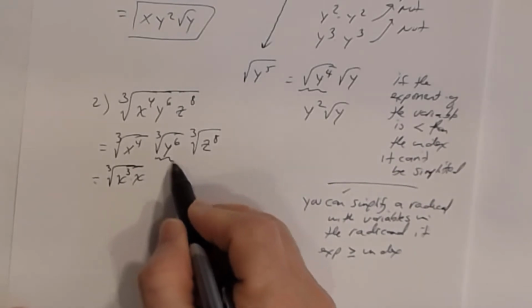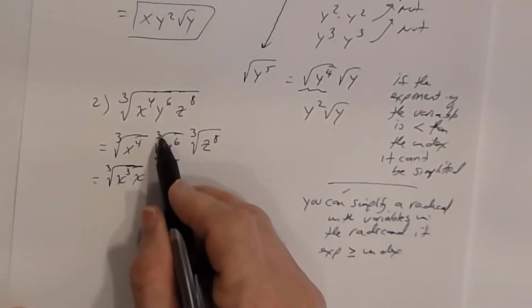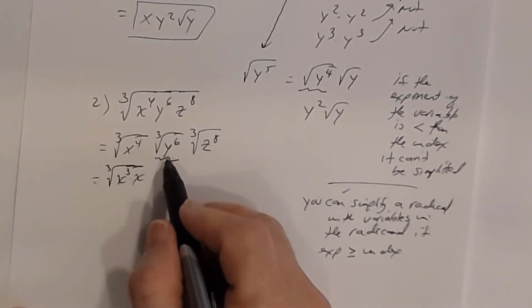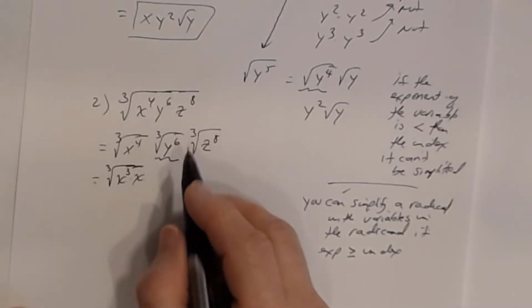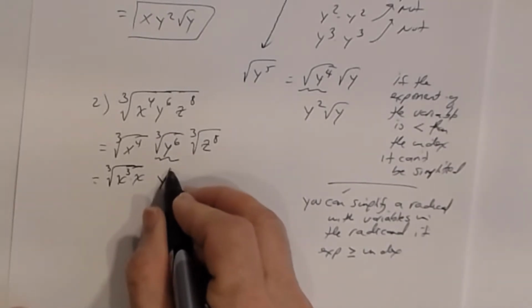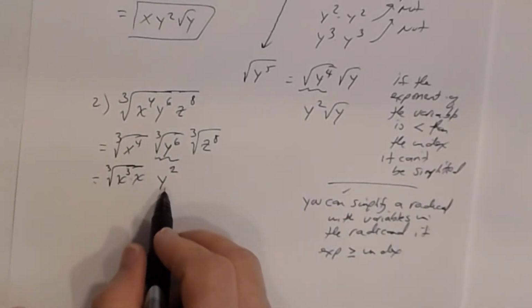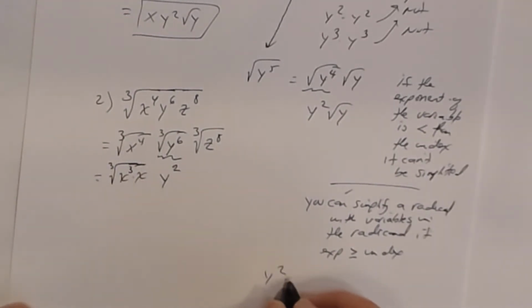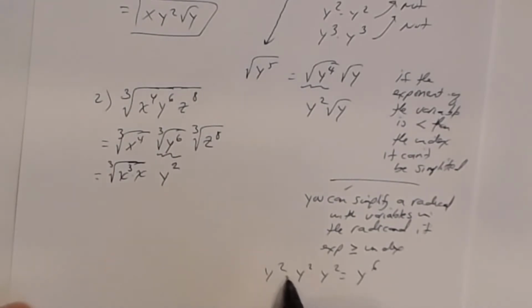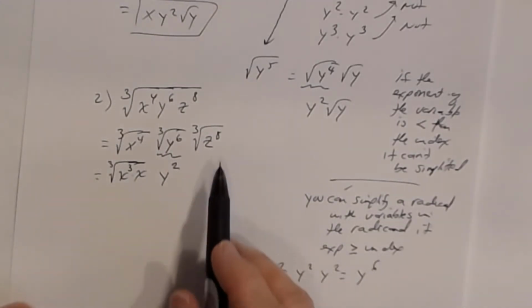This one's easy, right? Because 6 is divisible by 3. So what times itself 3 times is y to the 6th? The answer is y to the 2nd. 6 divided by 3 is 2. Y squared, remember y squared times y squared times y squared is y to the 6th. That's the radicand. When you multiply like bases, you add exponents. 2 plus 2 plus 2 is 6. Let's go to the next one.